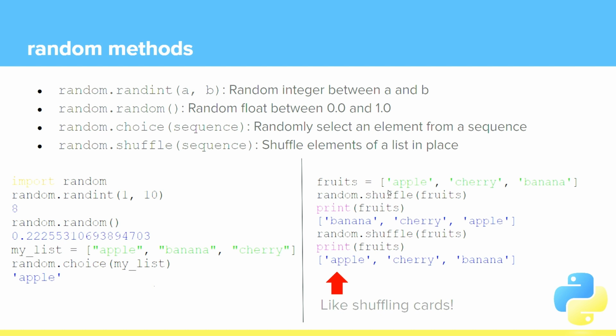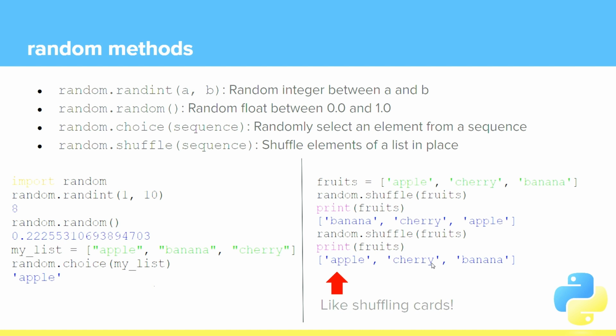We have a list called fruits with apple, cherry, and banana. And we call random.shuffle on our list as the parameter. Then we print our list again, and we see it has reordered the list to be banana, cherry, apple, as opposed to apple, cherry, banana. If we call random.shuffle again on our list and print it, we see apple, cherry, banana. That actually just reverted it back to the original list. There's only 3 items, so that's bound to happen.